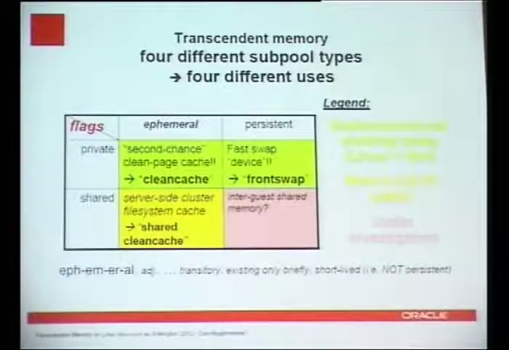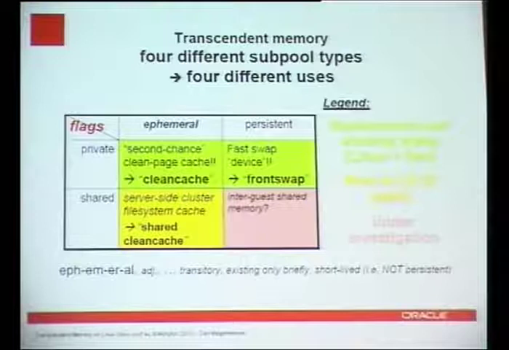So transcendent memory, which is that huge pool of previously wasted memory, gets dynamically subdivided into subpools. And when those pools are created, they're given certain attributes. And those attributes are described by a single parameter, a flags parameter. And we've identified four interesting combinations. There may be more. But we're going to see this two-by-two pool matrix a number of times, so I'm going to explain a little bit in detail what these things are.